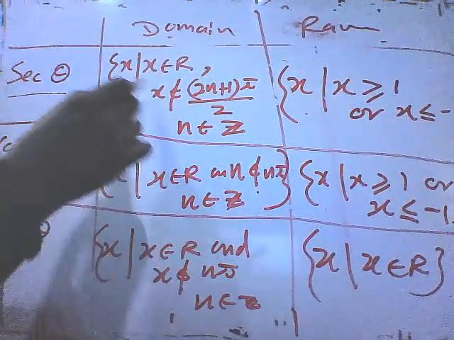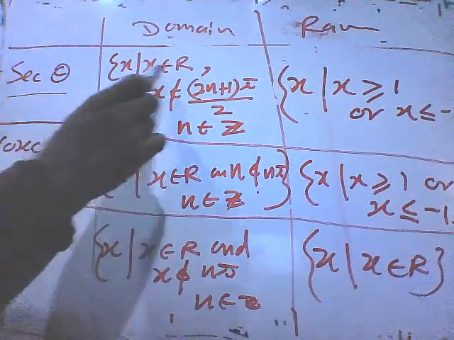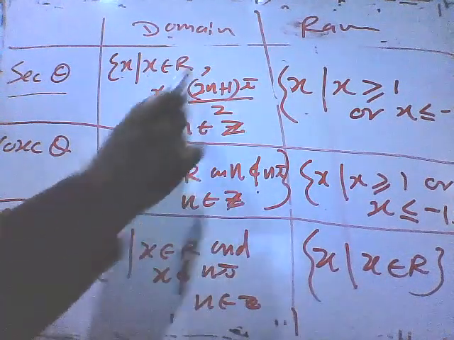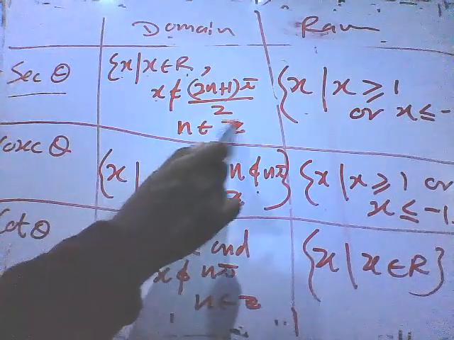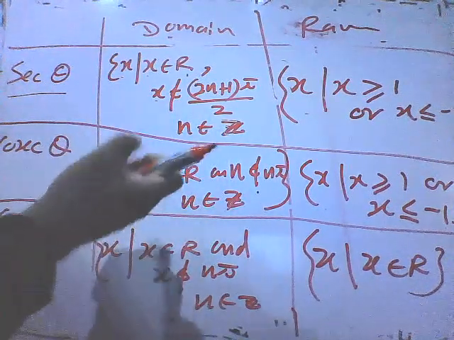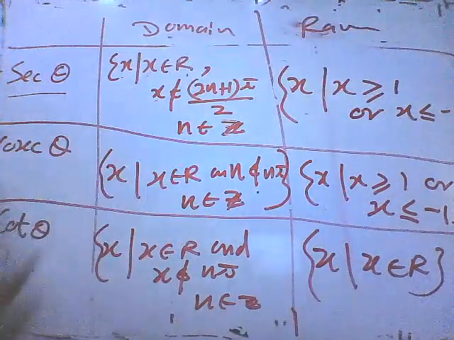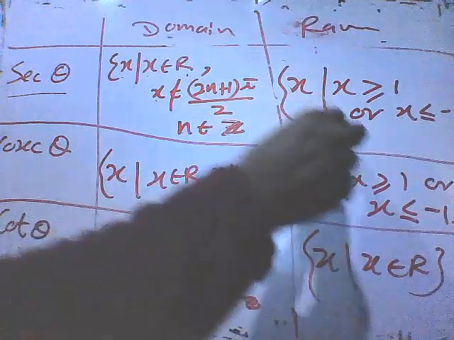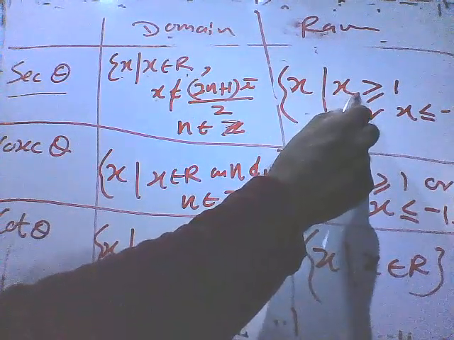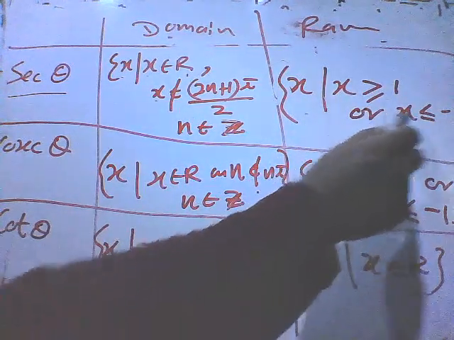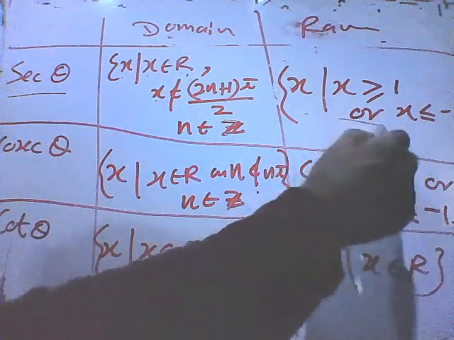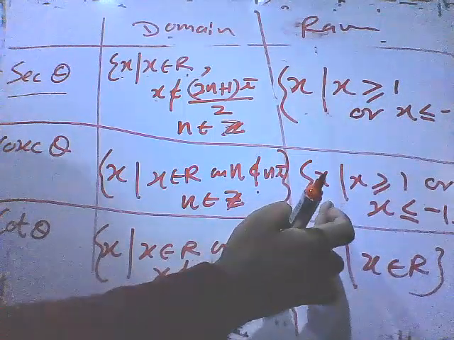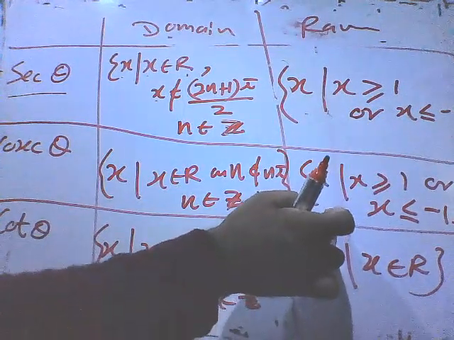Sec x will have actually this form: x such that x belongs to reals and x does not belong to this type of multiples where n belongs to Z. So minus any integer, minus whole number, 0 and 1 2 3 4. So other than those, x can take any real number. And our famous thing, the range: y is greater than or equal to 1 or less than or equal to minus 1. So remember this. Another thing, this is or. If you put and, it is wrong, right?